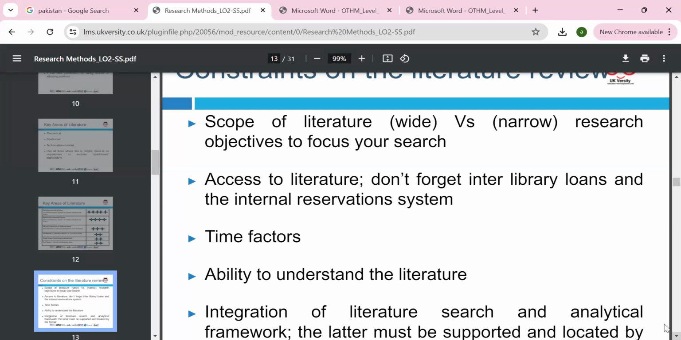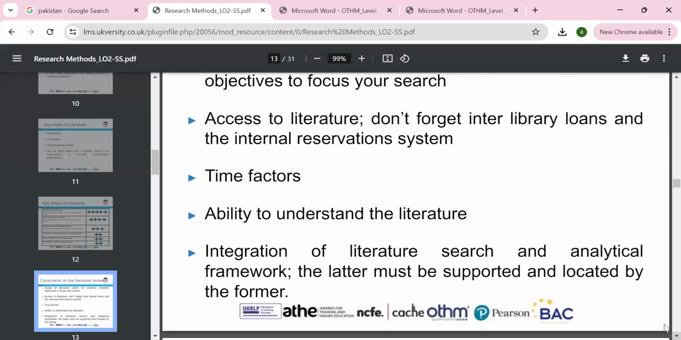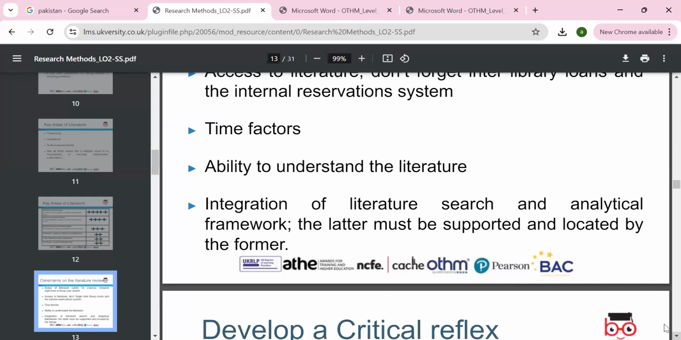Besides the literature, don't forget library loans and inter-library loans of books here in the UK. If you're studying in one university, you can use the resources of another university, with a SCONUL card. Then consider the time factor, the ability to understand the literature, the integration of the literature, search, and analytical framework, which must be supported by the literature.